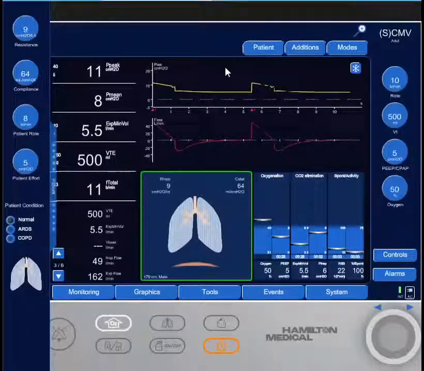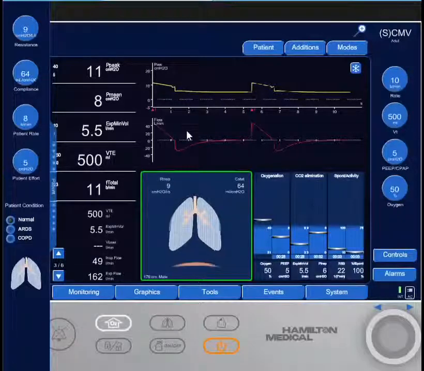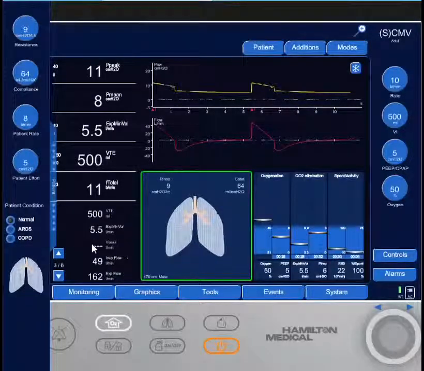So this video demonstrated that I can change my flow delivery pattern, which will create a higher inspiratory flow. By changing my flow pattern from a constant waveform to a fully decelerating one, the patient gets a higher inspiratory flow rate at the beginning of the breath.